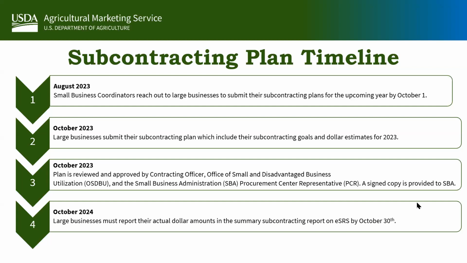The subcontracting plan will be due by Monday, October 2nd. And this timeline falls in line with the FAR and what is required from OSW and from SBA. Now for step two, your company takes the time for the next few months to create a subcontracting plan and submit the subcontracting plan to CPP by October 2nd.